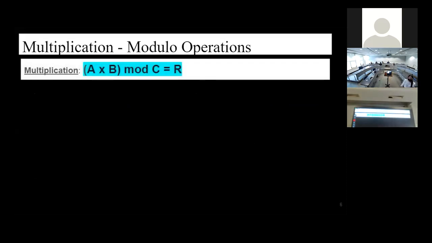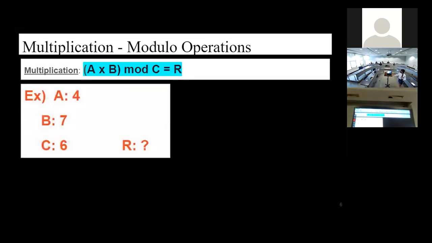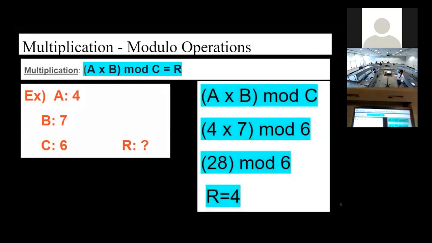Then we go further with multiplication. It's pretty simple: it's just parentheses A times B, parentheses mod C, and then the remainder. Here's an example: A will be 4, B will be 7, C will be 6, and we don't know our remainder, which is what we're looking for. We grab the formula and plug them in. It's a multiplication problem, so it would be 28 mod 6. Remember, mod indicates that you need to divide and take the remainder. So you would do 28 divided by 6, and the remainder is 4.